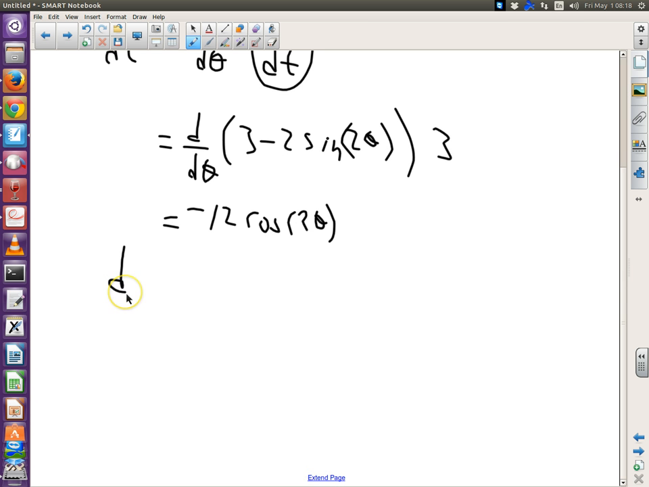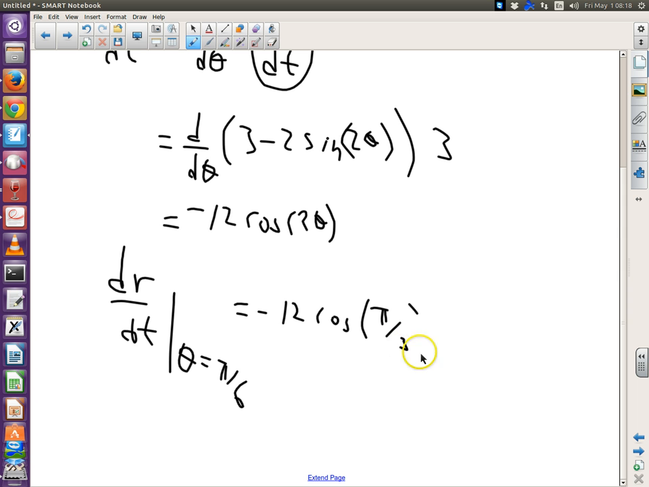So what do we want? dr/dt when theta is pi over 6 is negative 12 times the cosine of 2 times pi over 6, which is pi over 3. The cosine of pi over 3 is 1/2. So you get negative 6. Again, you could just plug this into your calculator, derivative at a point. If you were just taking the derivative, you get negative 4 on the outside, but then they multiply by the 3 they gave me.